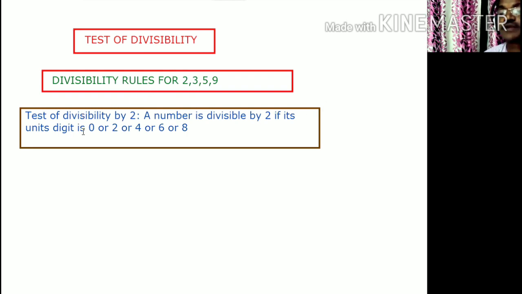First of all, we will learn about test of divisibility by 2. A number is divisible by 2 if its units digit is 0 or 2 or 4 or 6 or 8, then the number is divisible by 2. For example, let us take an example.